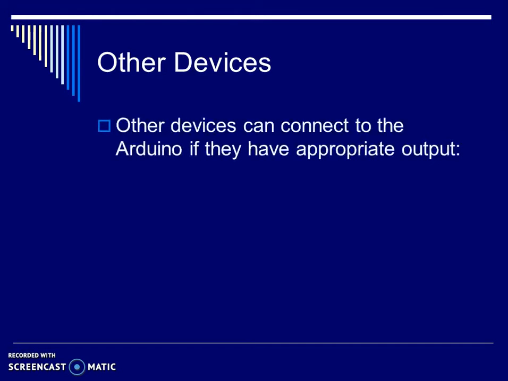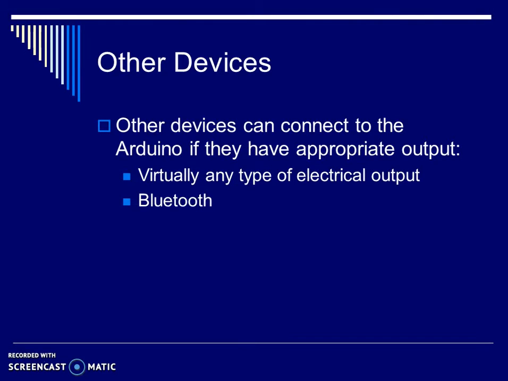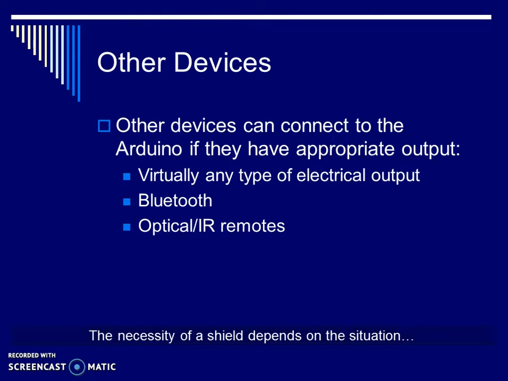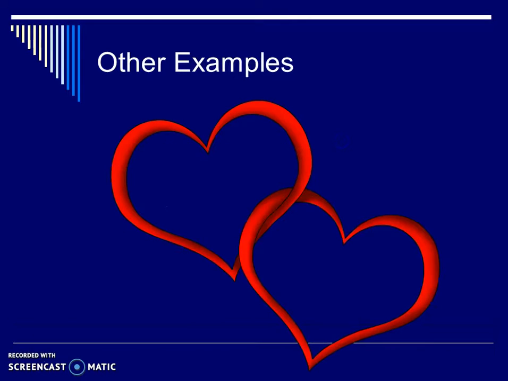Okay, other devices. We can connect other devices to the Arduino, provided they have an output that we can use. So virtually any kind of electrical output can be, with or without some modification, used with the Arduino. There's a Bluetooth shield, and we can design our own IR remote system using some sensors, or there is also a shield for the Arduino for IR. Really, whether we use a shield depends on the situation and how clever we are.